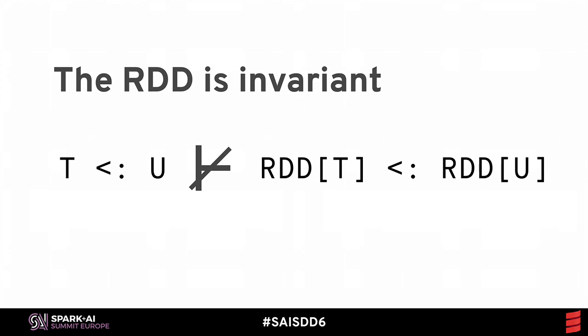RDDs present a really interesting challenge for developing generic code. And the challenge is that RDDs are invariant, which means that if we have two types, T and U, so that T is a subtype of U, an RDD of T isn't a subtype of an RDD of U. If you're not used to talking about types and subtypes and variants and contravariants and invariants, concretely, what this means is that if you have a function that operates on an RDD of animals, you can't pass it an RDD of dogs, right? Even if a dog is a subtype of animal. They're a great animal, but they're still a subtype of animals, right?